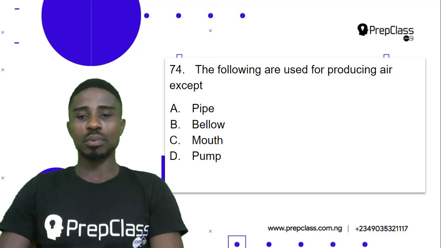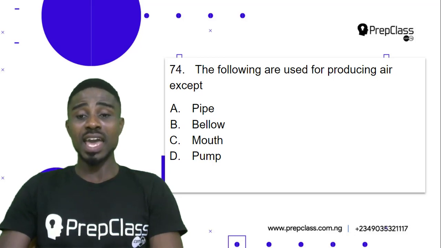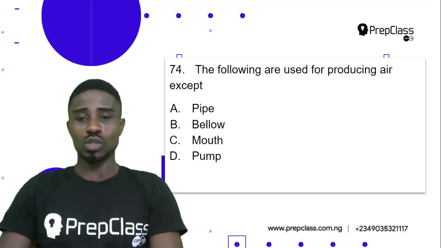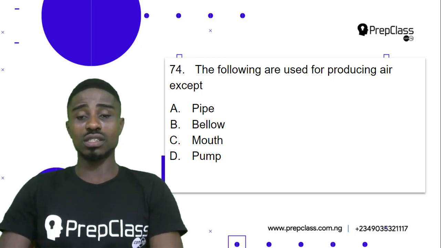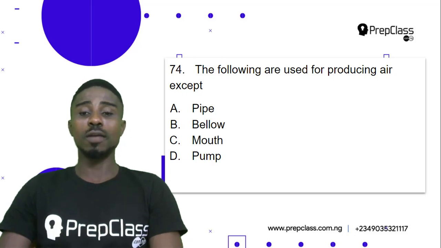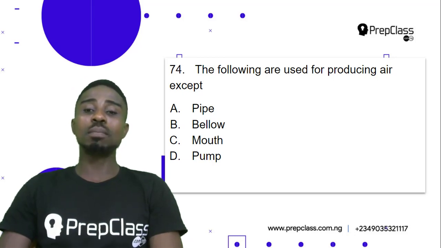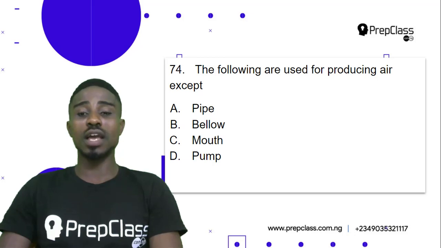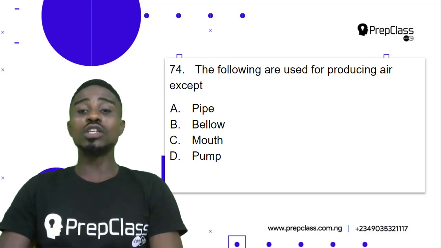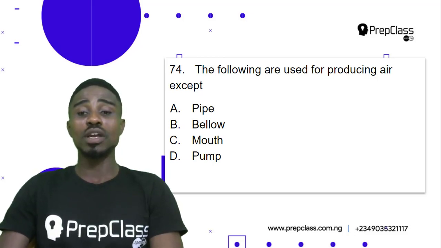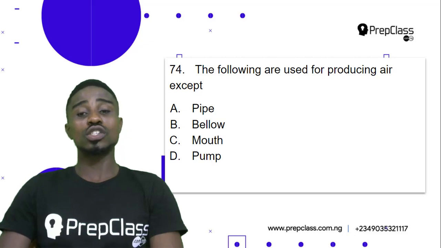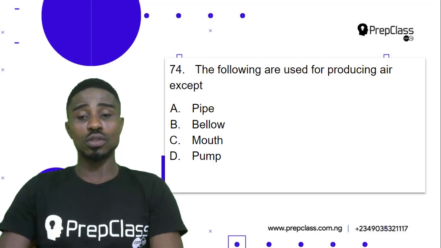Option A, pipe. Pipe is not used in air production. Pipe is only used to pass air where necessary. So our correct answer for question 74 is option A, pipe. Option B, bellow. Bellow is used to produce air. In blacksmithing, where we need to heat metals and forge them, bellow is used to blow air to increase the fire in the coal. So bellow is also used to produce air.